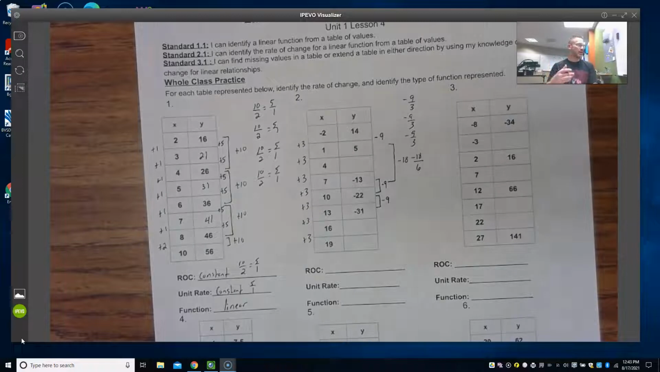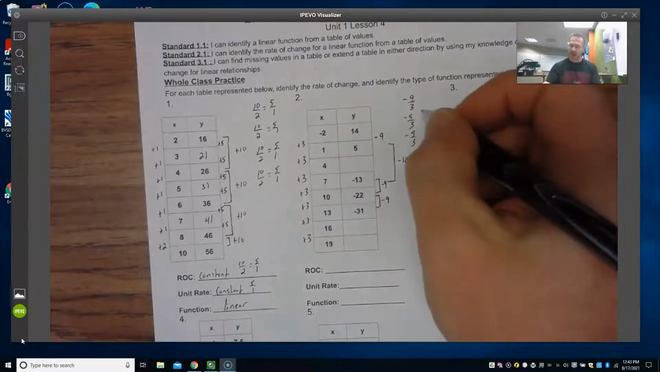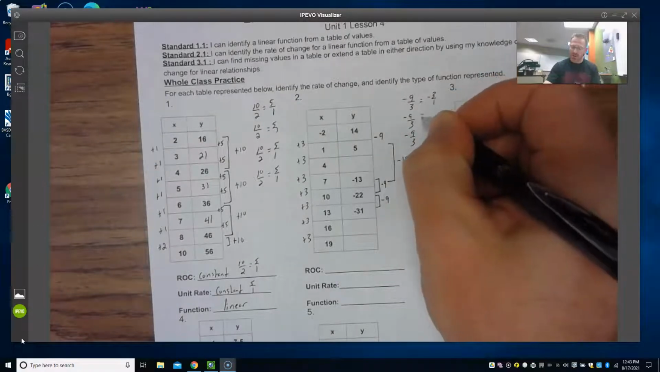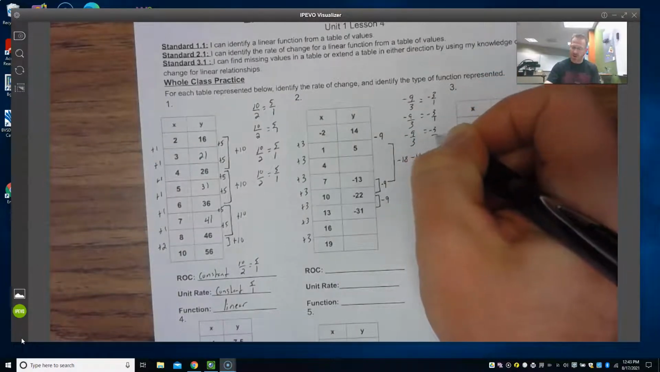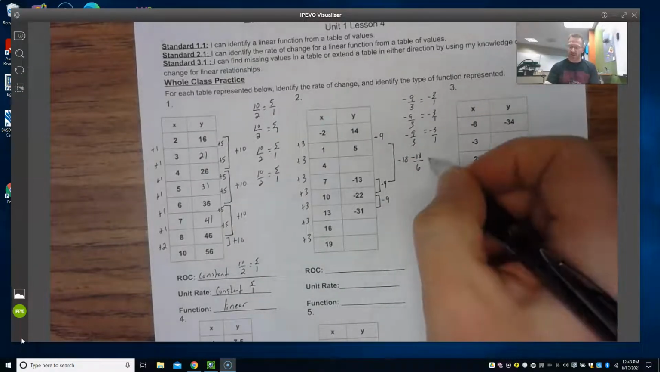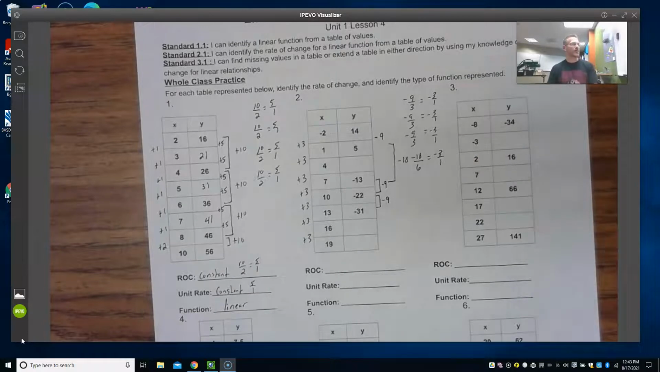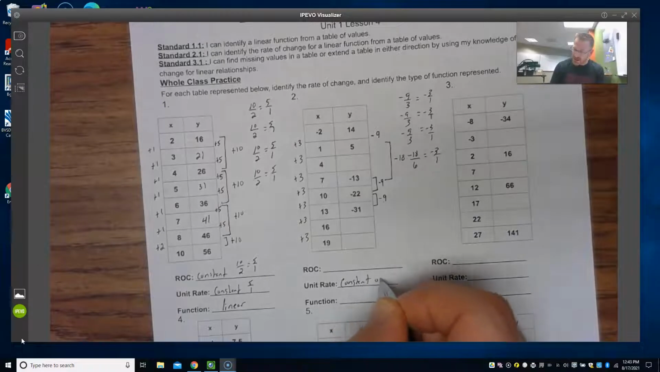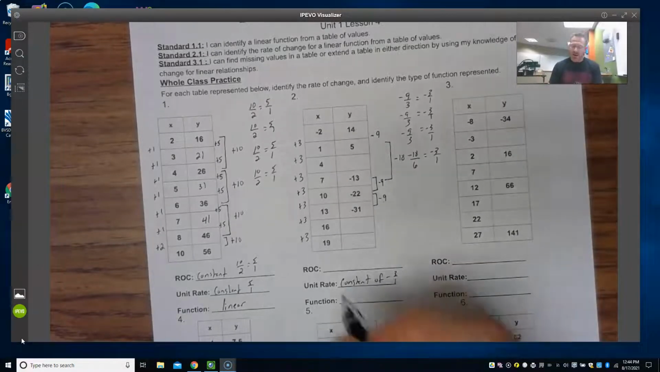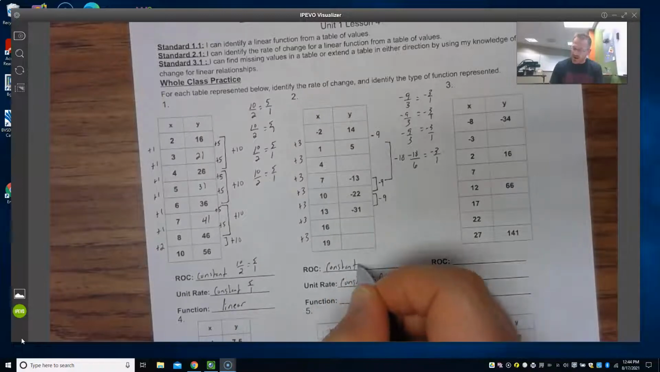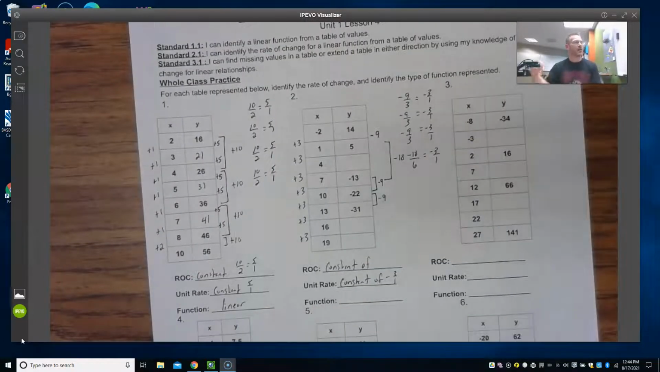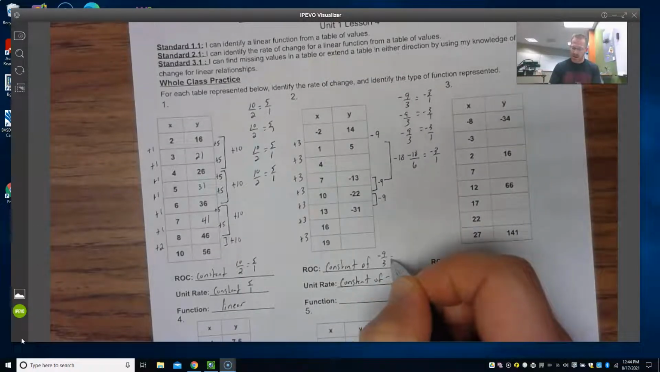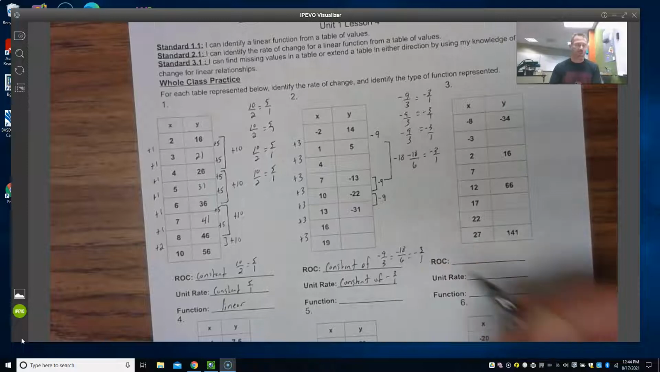Now, the question is, do they all have the same unit rate of change? Because if they do, then that means it's a constant rate of change. That means we have a linear function. Negative 9 over 3 reduces to negative 3 over 1. So that all seems to be good right there. Negative 18 over 6, that also reduces to negative 3 over 1. So our unit rate of change is that constant of negative 3 to 1. And with your constant rate of change, you can list any of these because they all mean the same thing: negative 9 to 3, negative 18 to 6, negative 3 to 1.